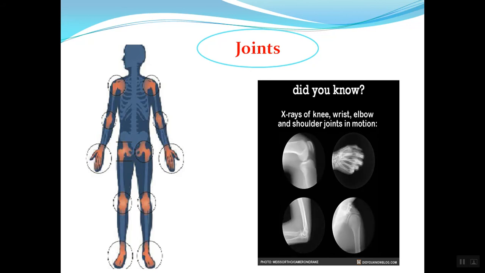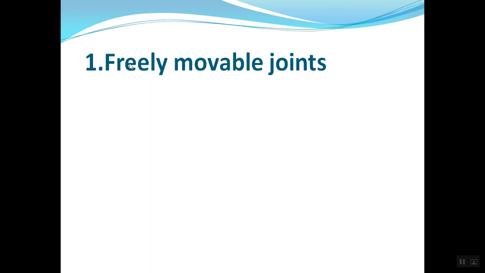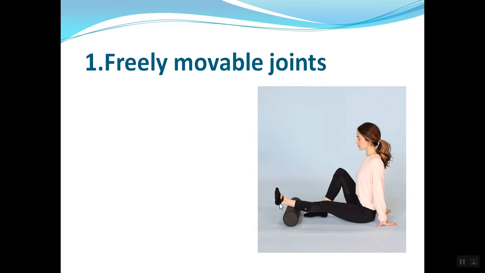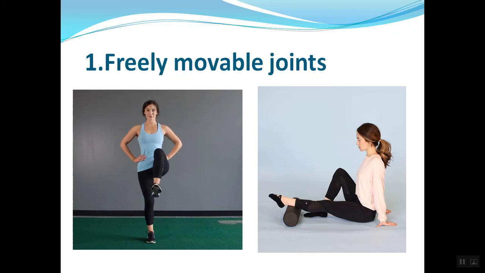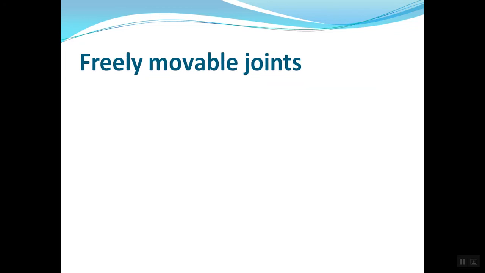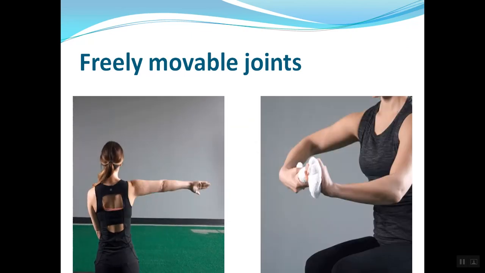You have different types of joints. The first type is the freely movable joint. Freely movable means it allows movement in all directions. An example is the ankle. Also, the thigh or hip joint is freely movable. Other examples of freely movable joints are the shoulder joint and the wrist joint.